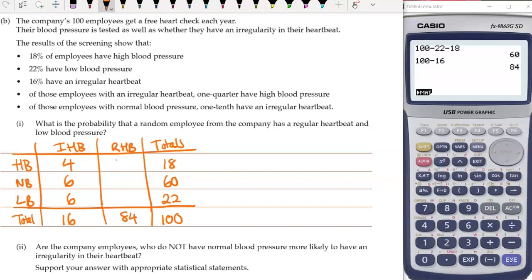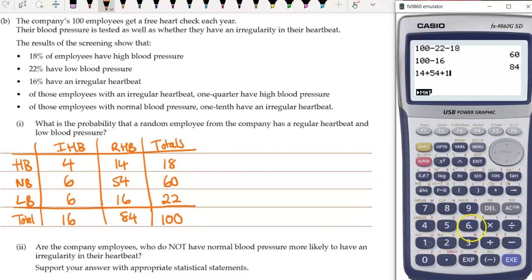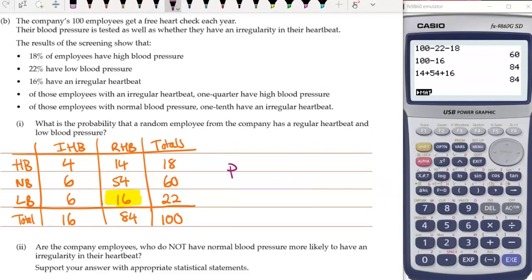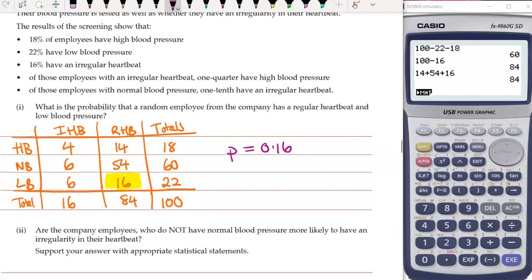18 minus 4 is a 14. 60 minus 6 is 54, and 22 minus 6 is 16. And just to make sure I haven't done my mental maths wrong, I'm going to add up that column and check that it makes 84. Yes. Okay, so the probability a random employee has a regular heartbeat and low blood pressure. So regular heartbeat, low blood pressure is just here. So the probability that we're looking for is 0.16, 16 out of 100.